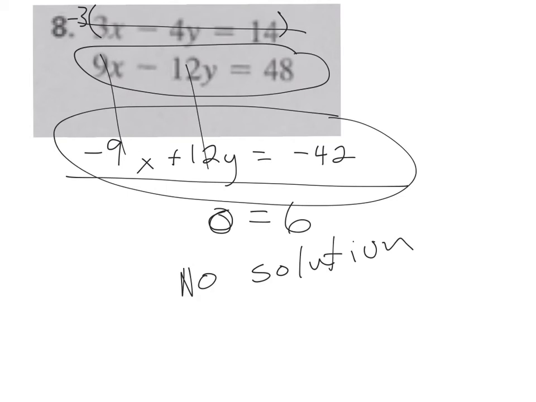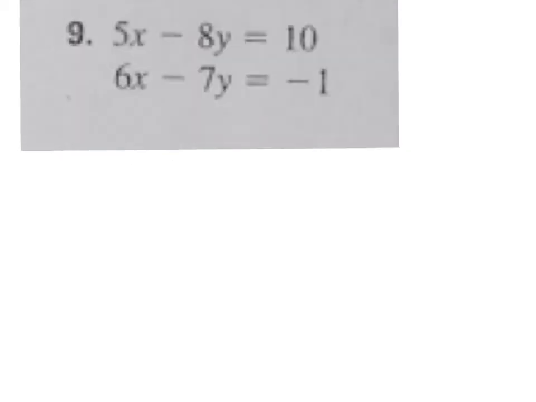All right, number 9. On number 9, we're going to have to do something kind of creative, because you're going to have to multiply both the top to get rid of the x's and the bottom, and you're going to have to do that on both equations this time. So I'm going to start off by multiplying by 6, and on the bottom I'm going to multiply by a -5. So 6 times 5 is 30x.